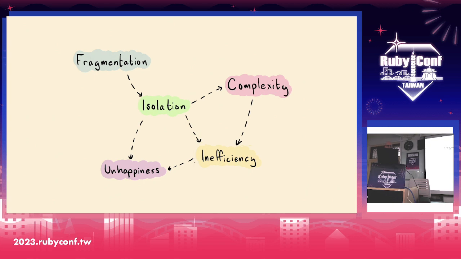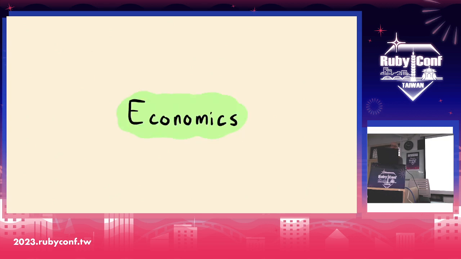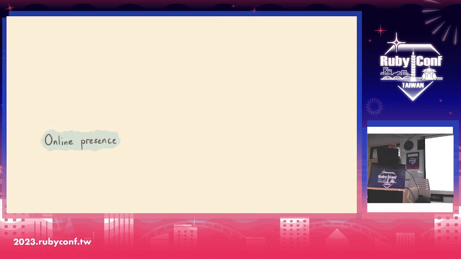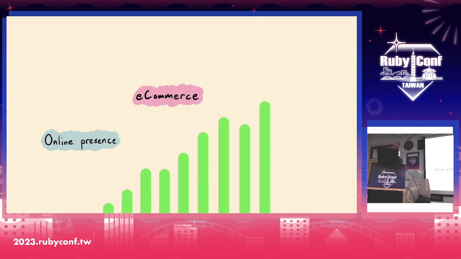Unhappiness is our enemy. Let's go into the economics of it. The internet economy, like general economy, has a linear upward trend in the long term. We have gone from companies having online presence to inventing commerce and to SaaS.